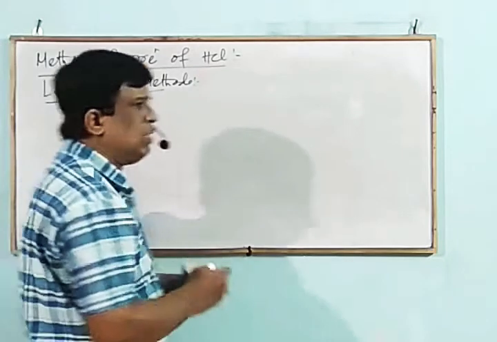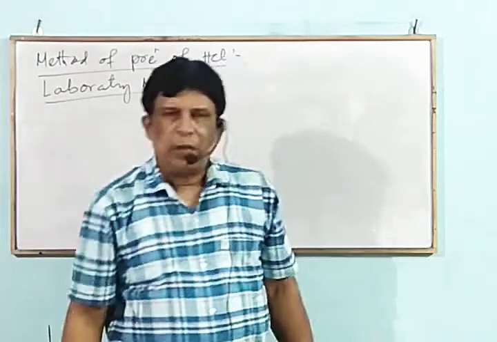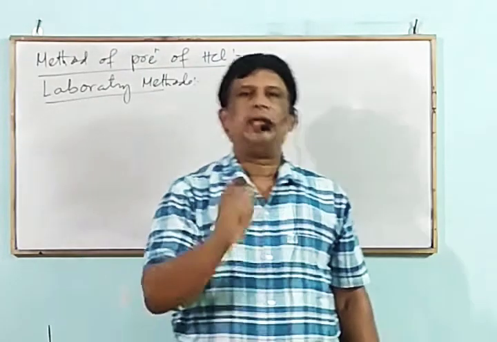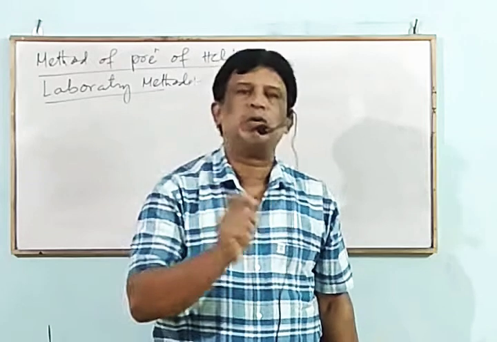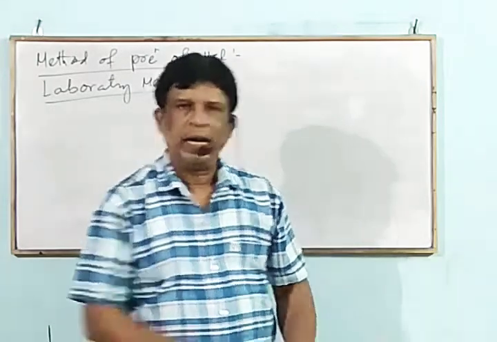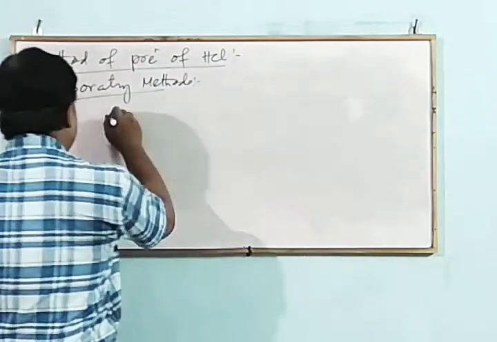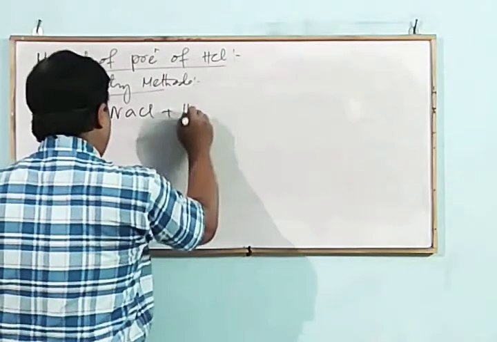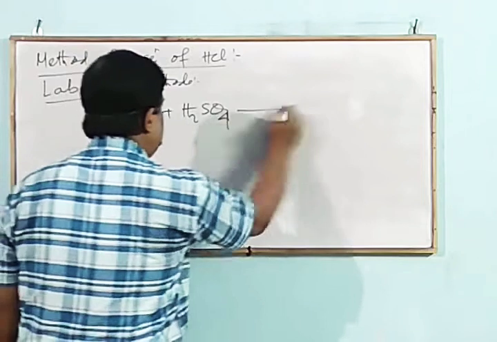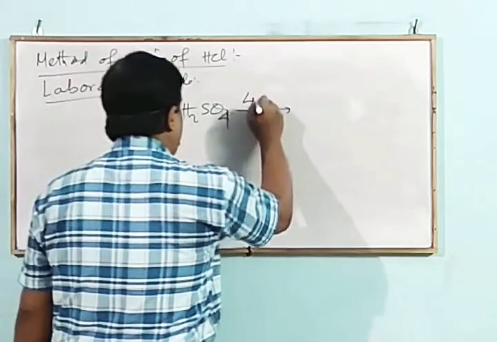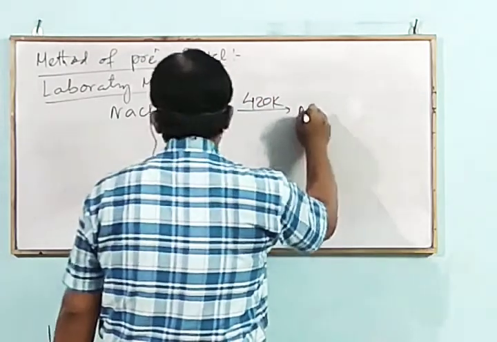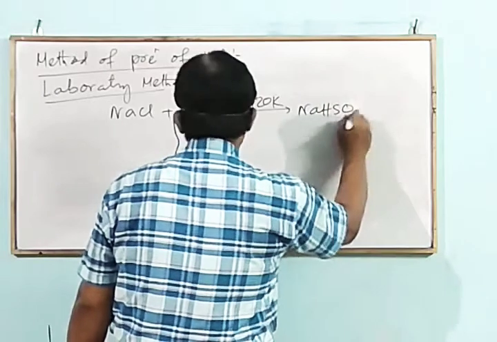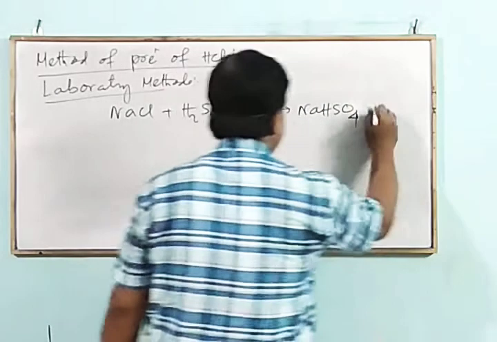It is prepared in the laboratory by heating concentrated sulfuric acid with sodium chloride. Mark the reactions. That is sodium chloride plus H2SO4 at 420 Kelvin to form sodium hydrogen sulfate plus HCl.